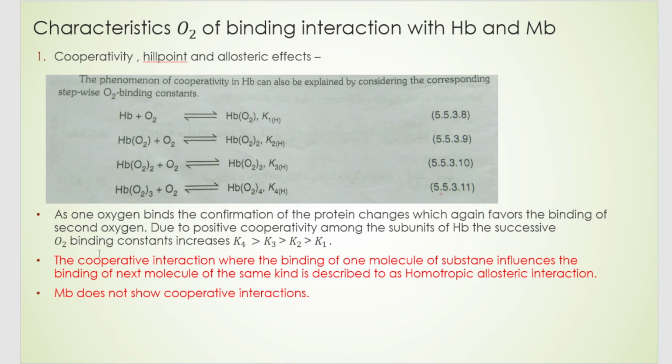So, can you define cooperative interaction? It is where the binding of one molecule of a substance influences the binding of the next molecule of the same kind, and it is described as homotropic allosteric interaction. Why homotropic? Same type of atoms get bound next. One oxygen is binding, it is trying to bind the next oxygen only, not any other atom. So homotropic allosteric interaction. This interaction is only seen in hemoglobin, but it is absent in the myoglobin molecule.